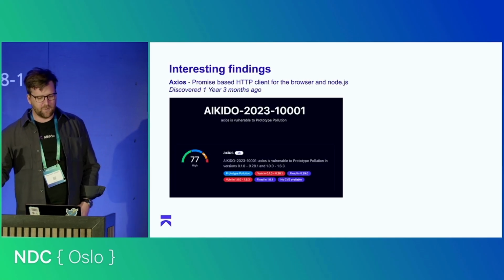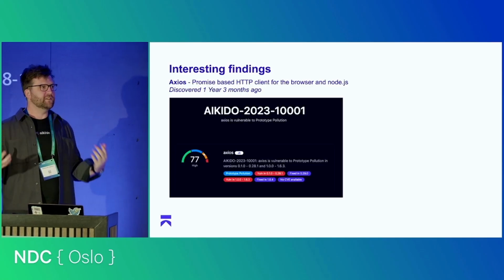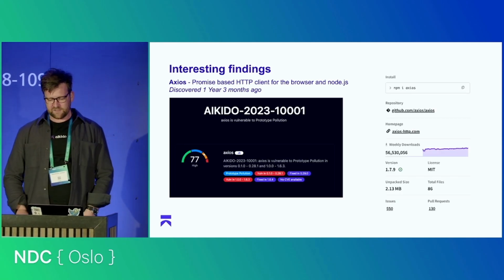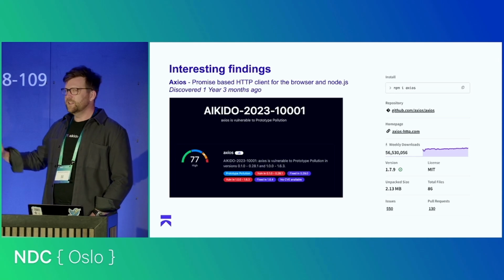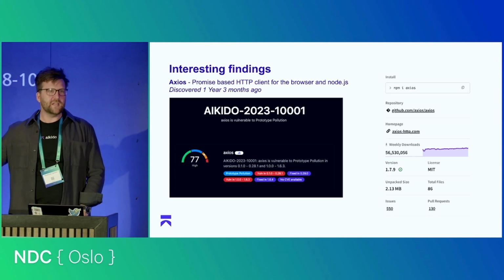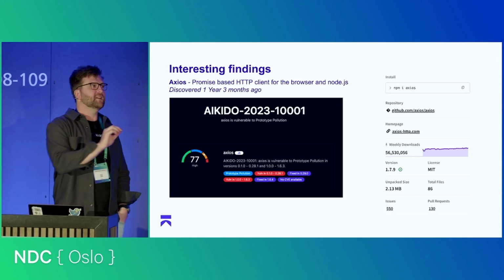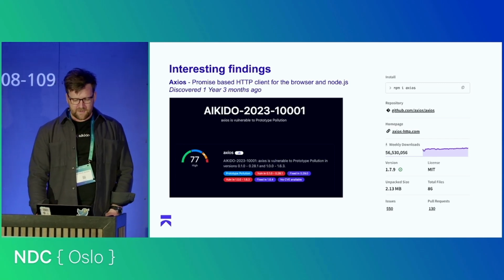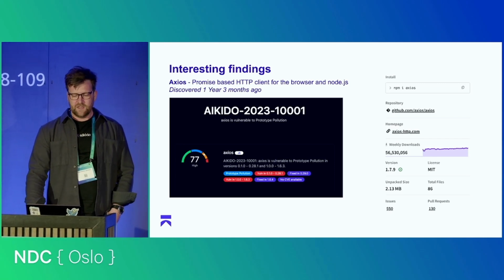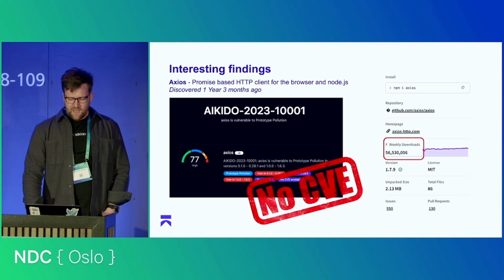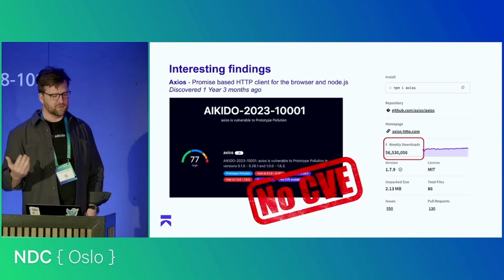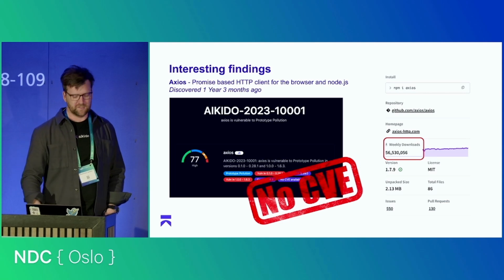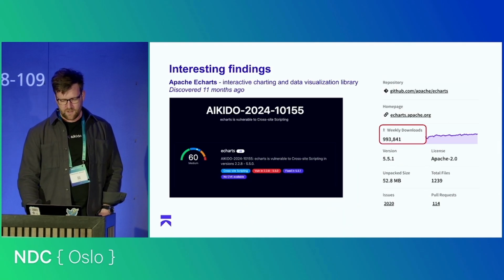And to take a look at some of the more interesting vulnerabilities of what we are actually finding: in an open source project called Axios, which has 56 million weekly downloads, this is one of those projects that most people are vulnerable to at some point downstream. They're dependent on it. We found a high severity issue in here, and today there is still no CVE for this, even though it's been more than a year since we discovered this one here.